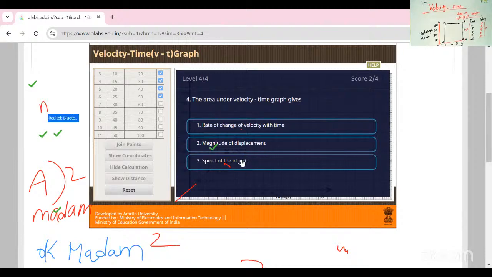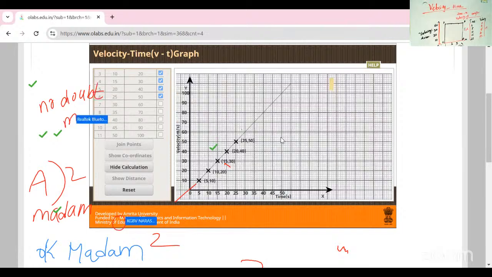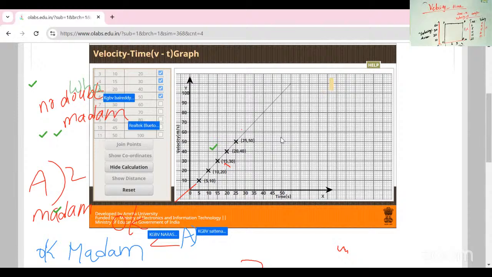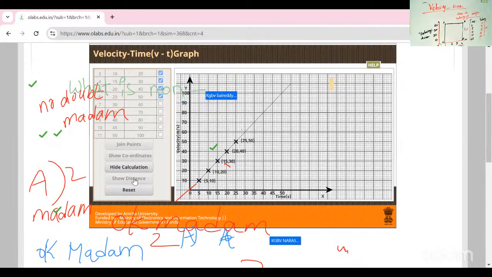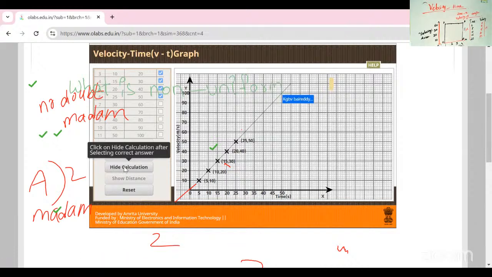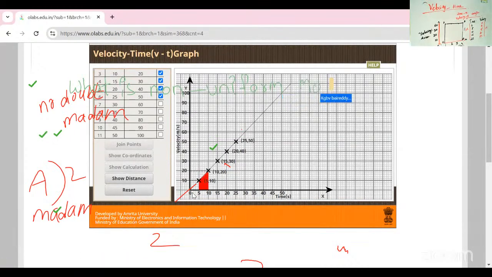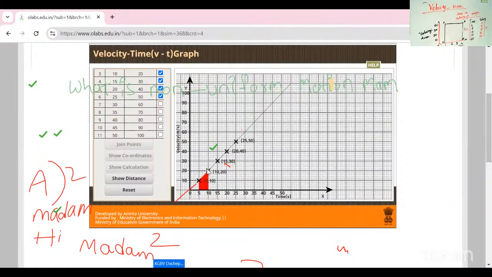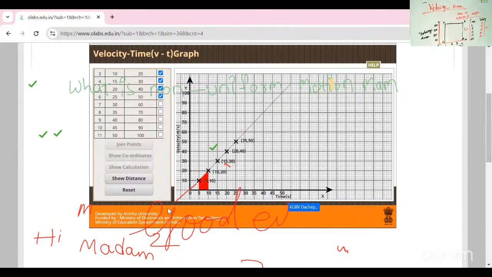Magnitude of displacement or speed of an object. Yes, I am choosing magnitude of displacement. So magnitude of displacement is the right answer. Next one is distance. Yes, the distance covered is shown by the velocity-time graph. This is the right answer. Every 5 seconds, he crossed the same distance. Yes, this is the right graph for this.